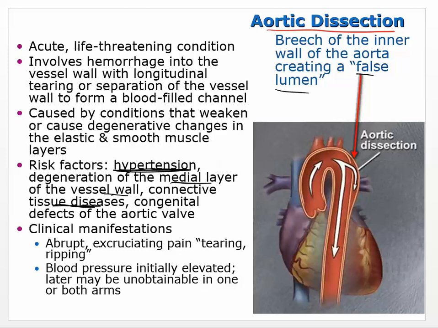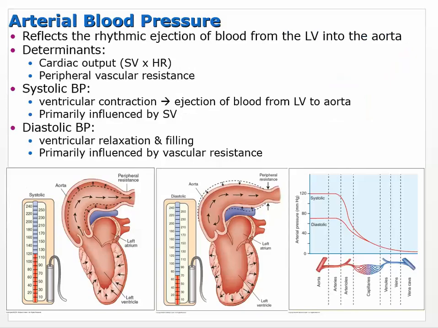So clinical manifestations: abrupt, excruciating pain, tearing, ripping. That sounds horrible, but it kind of makes sense because that's kind of what's happening. Blood pressure is initially elevated and later may become unobtainable in one or both arms when this occurs. Now you can surgically go in, and they've figured out ways to repair this if you catch it before it bursts or before it forms a clot or something like that. Okay, or before it forms a clot that gets thrown or forms an embolus.